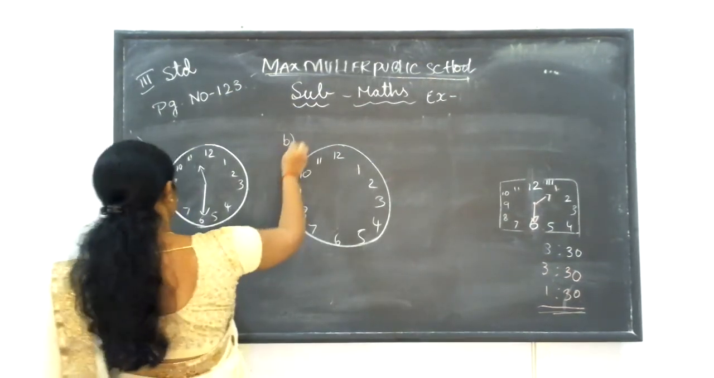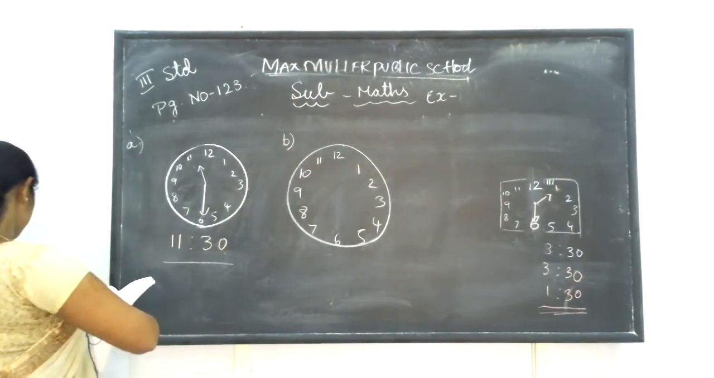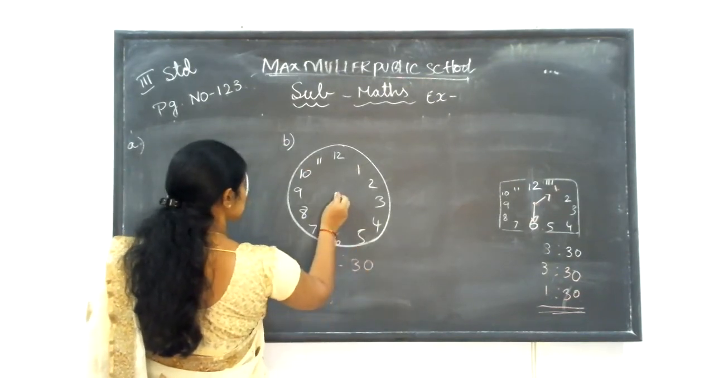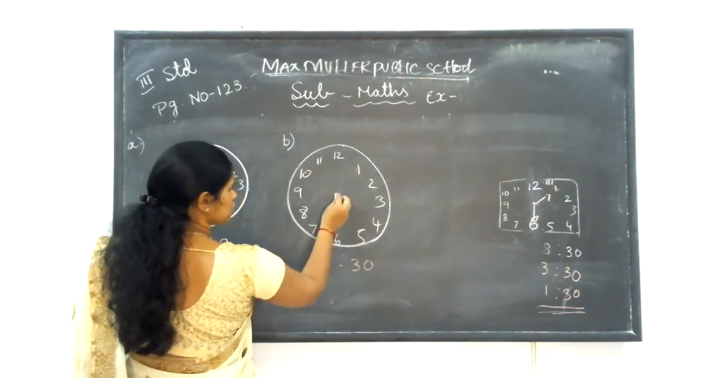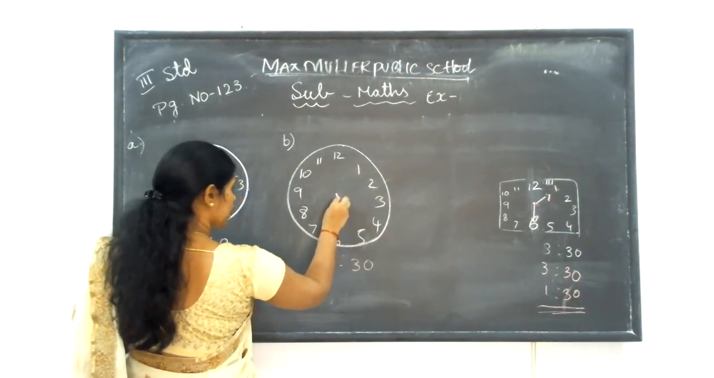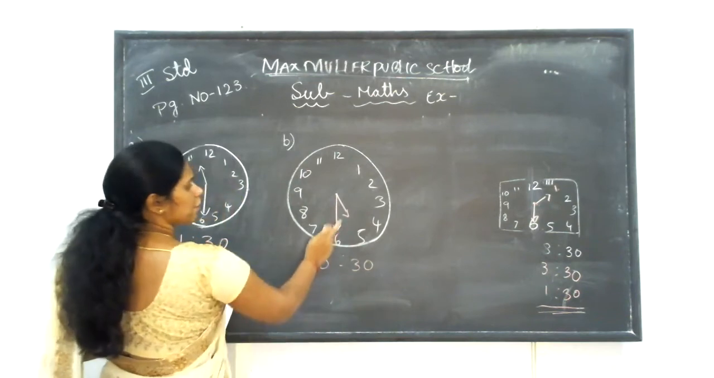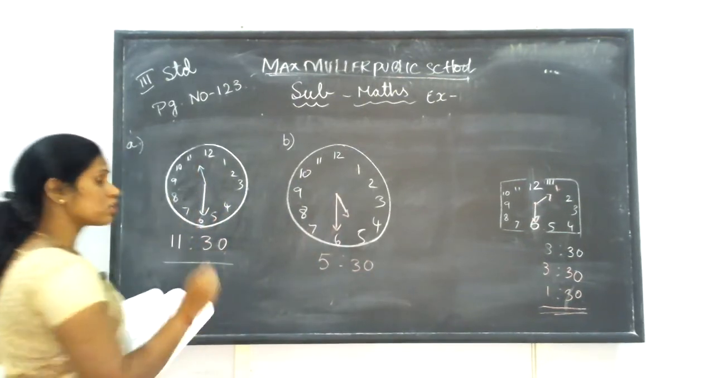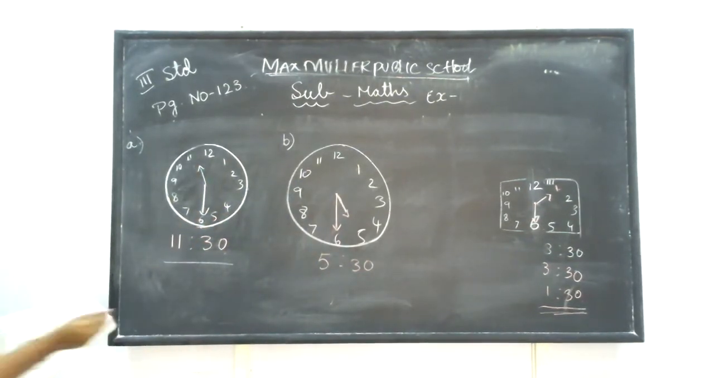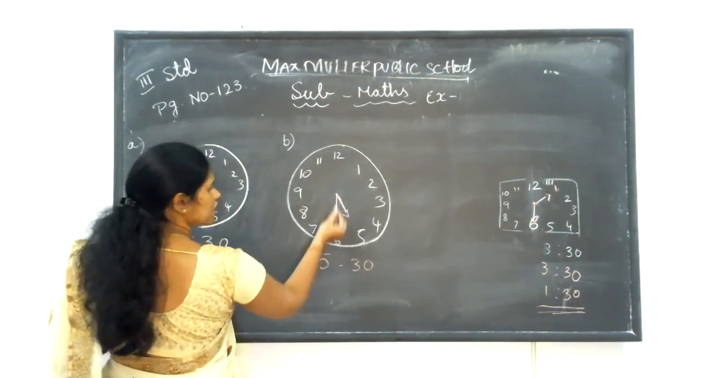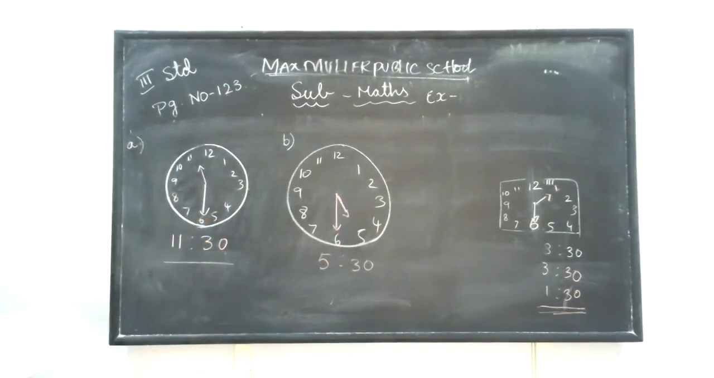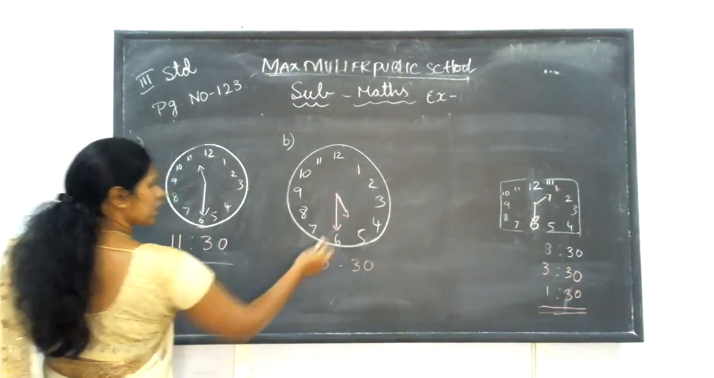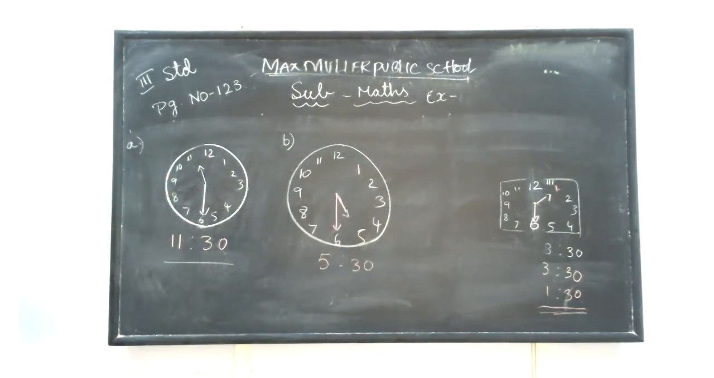The second one, they have given 5:30. 5:30 means you should draw the short hand between 5 and 6, and the long hand should be towards 6. Compared to the long hand, the short hand should be a little shorter. Don't draw them equally. The short hand should be a little smaller and the long hand a little bigger. So between 5 and 6 draw the short hand, and the long hand towards 6.